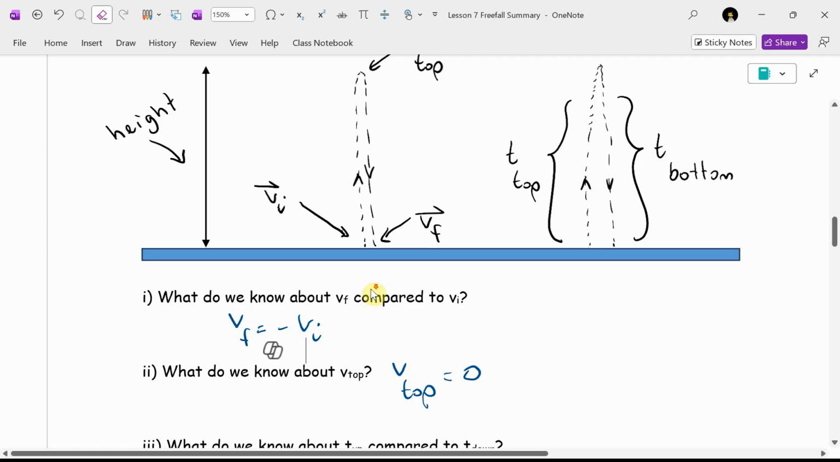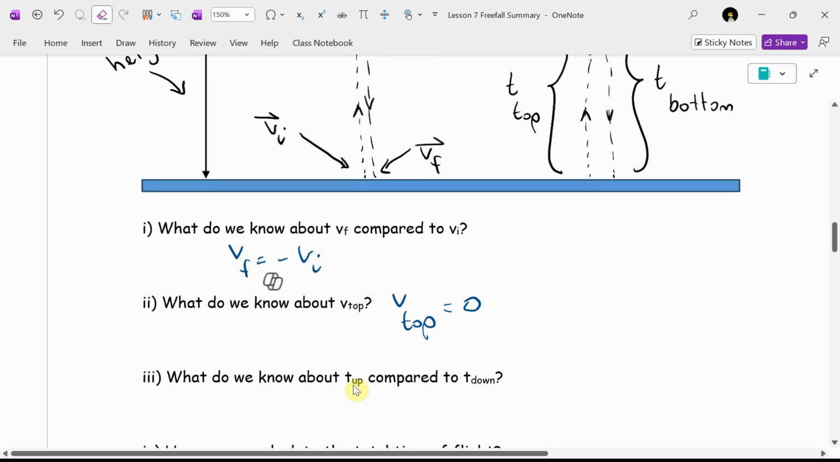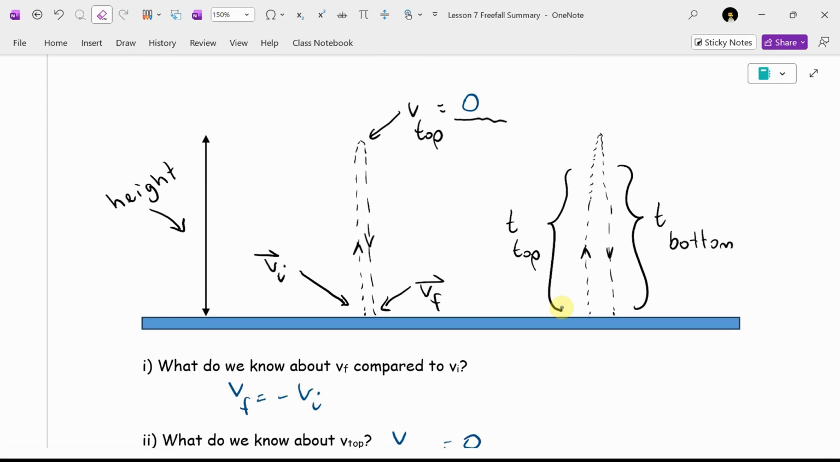Emily, this is kind of what you were alluding to. What do we know about the time to go up compared to the time to go down? Here's the time to get to the top. Here's the time to get to the bottom. What do you know about those two times? They're the same. If it takes 3.1 seconds to get to the top, it'll take 3.1 seconds to get to the bottom.